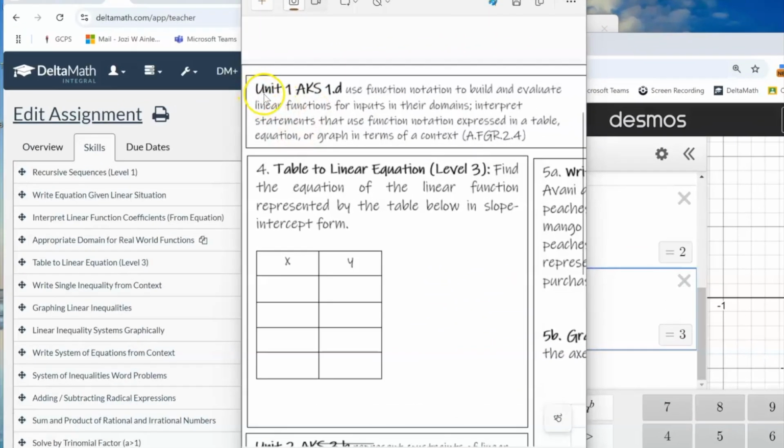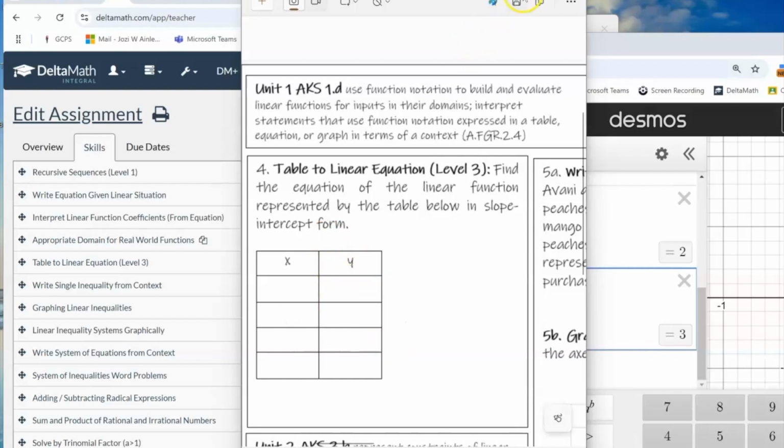All right, guys, we're going to take a look at Unit 1, AKS 1D. Use function notation to build and evaluate linear functions for inputs in their domains. Interpret statements that use function notation expressing a table, equation, or graph in terms of context. We're going to take a look at a table. So this is table to linear function. Find the equation of the linear function represented by the table below in slope-intercept form.